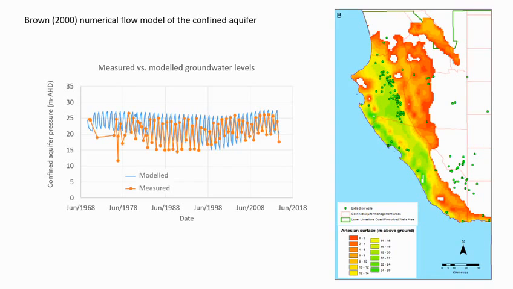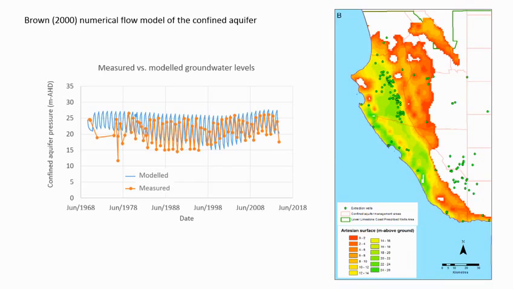This plot shows how the model simulates that behaviour of the aquifer. It doesn't match it perfectly everywhere, but it does a pretty good job of simulating those seasonal fluctuations and some of the longer term trends and recoveries here. And over on the right is the model simulated artesian extent of the aquifer. So what this is, is how far above the ground surface the water in the confined aquifer will come to under artesian pressure.